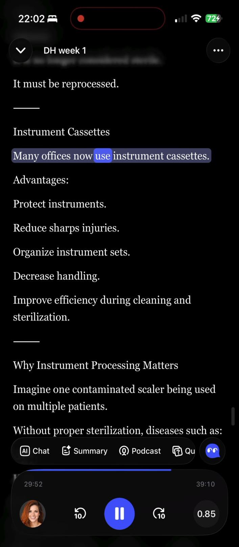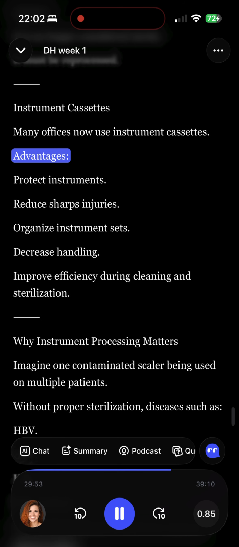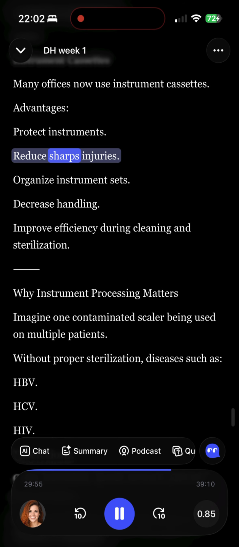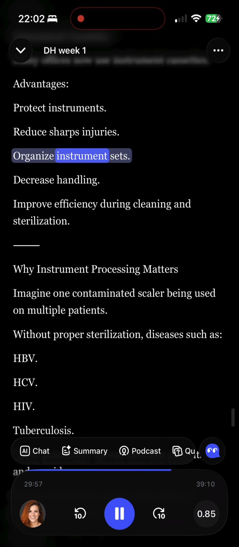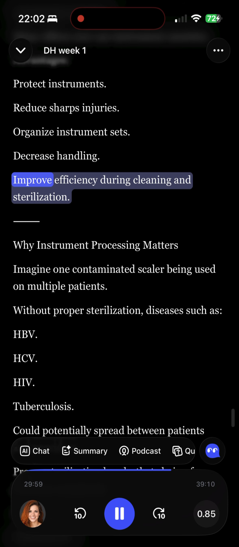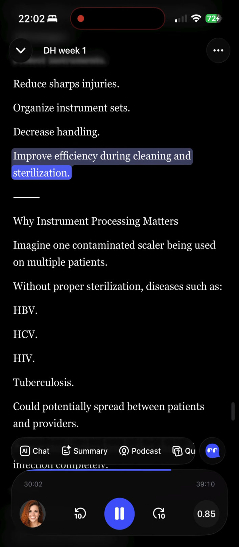Instrument cassettes. Many offices now use instrument cassettes. Advantages: protect instruments, reduce sharps injuries, organize instrument sets, decrease handling, and improve efficiency during cleaning and sterilization.